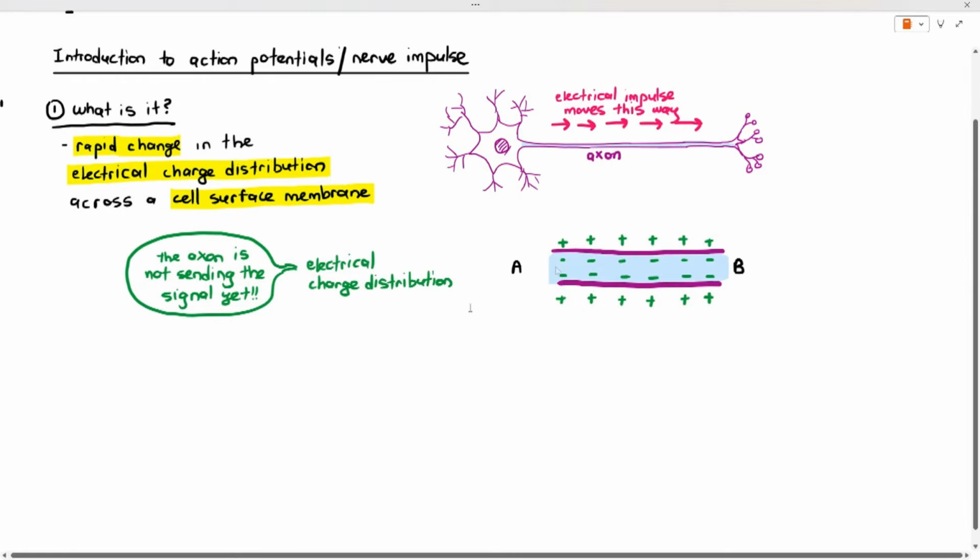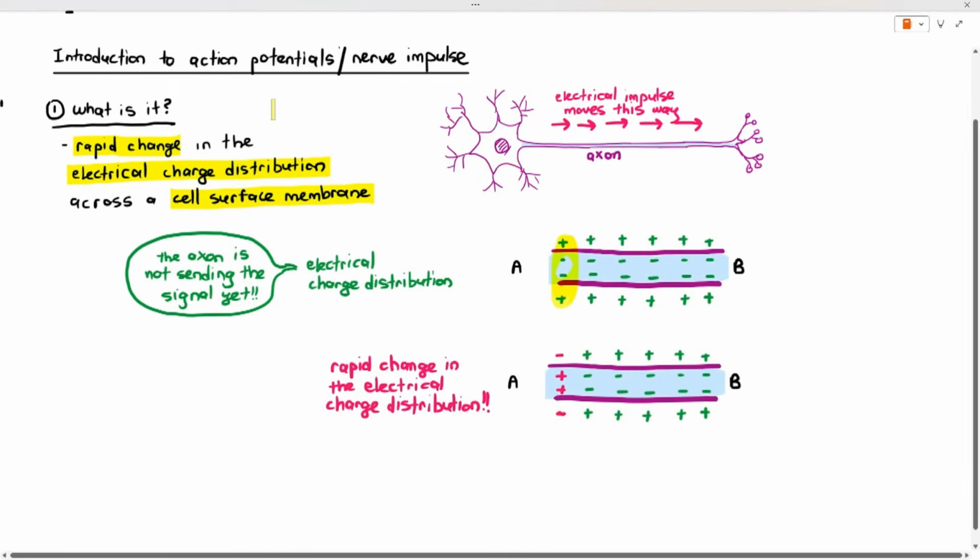electrical charge distribution. Now, remember I told you that an action potential is a rapid change in the electrical charge distribution. For example, let's say I want to send the signal from A to B. Suddenly, what actually happens, and I just want you to see the highlighted part, is that at A, the charge flips. What do I mean by the charge flips? Now, the inside is positive and the outside is negative. That is called a rapid change, and it happens extremely quickly. So the rapid change in electrical charge distribution happens at point A, or nearer towards A.